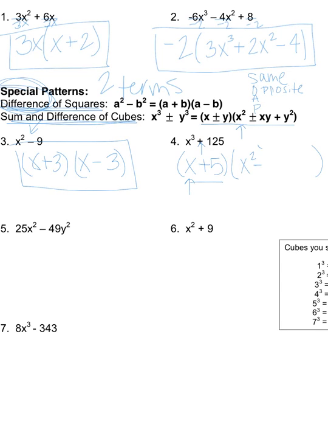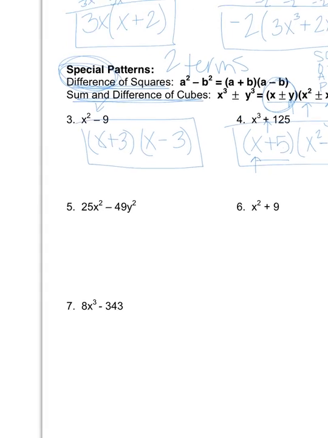To get your middle term on cubes, you're multiplying x times y. So x times 5 would give you 5x. And then your last term is always positive. The reason is because notice on your formula you're squaring this y term. So when you square 5, you get positive 25. So there's your answer.